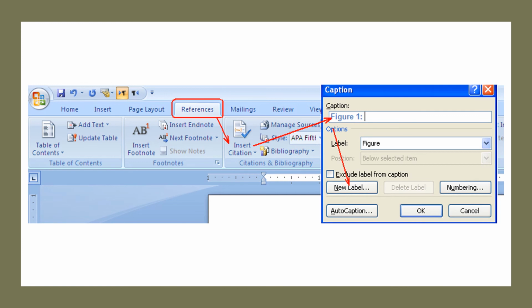So if you put in a figure on page number 5, that's going to be figure number 1. But if at a later time you put in another figure on page number 2, the figure on page number 2 will be figure number 1, and the figure on page number 5 will automatically turn into figure number 2. Microsoft is a great tool.